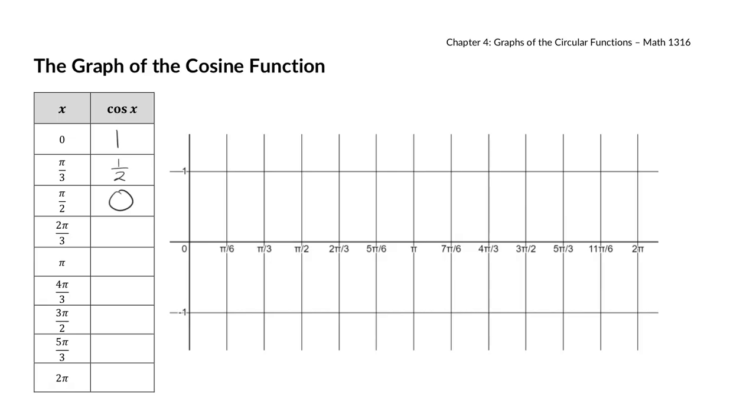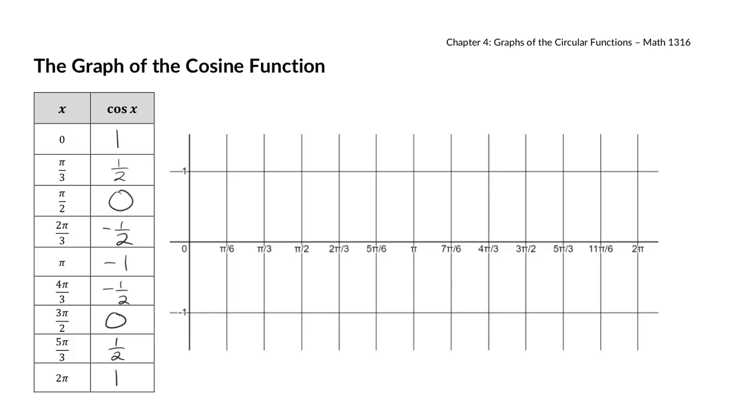Cosine of 2 pi over 3. Negative 1/2. Cosine of pi. Negative 1. Cosine of 4 pi over 3. Cosine of 3 pi over 2. Cosine of 5 pi over 3. Gets me positive. And cosine of 2 pi again, 1.